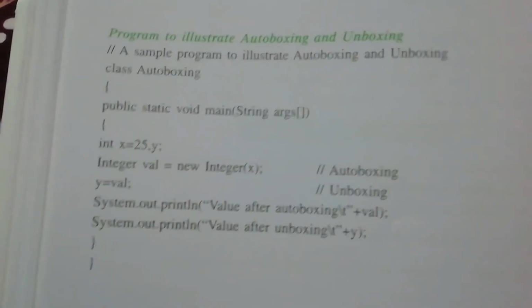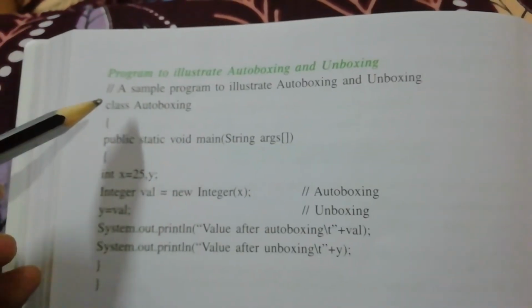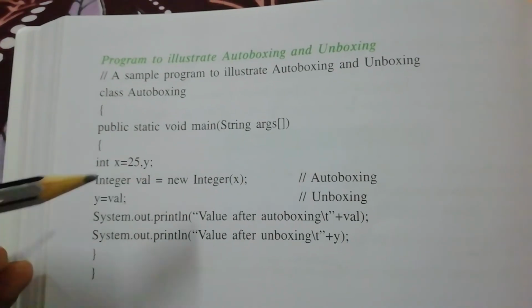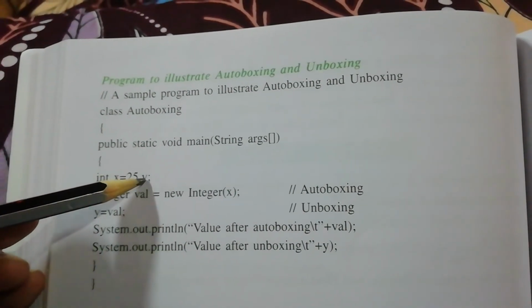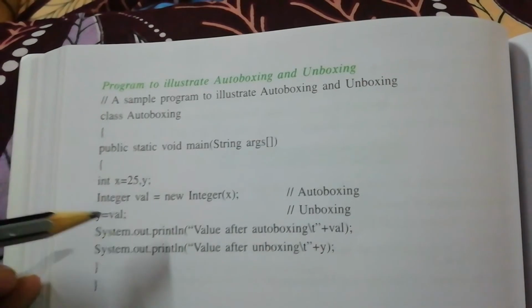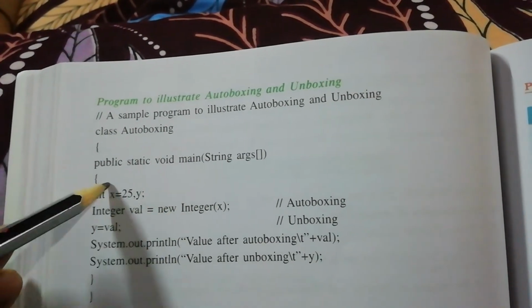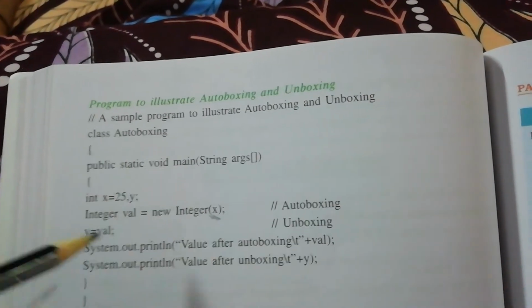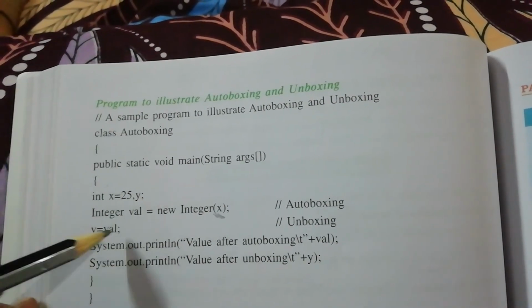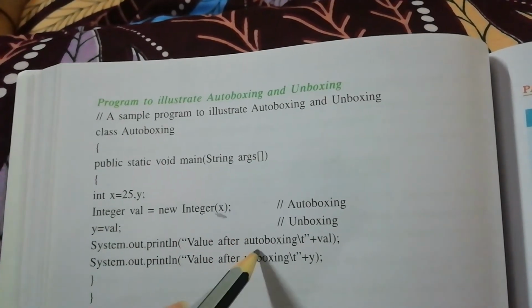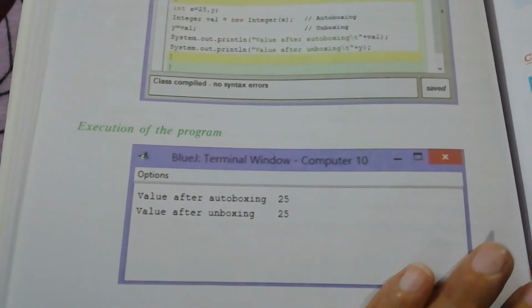So next is one more example of boxing and unboxing. So auto boxing, x has a value 25 and y is auto boxing, where you create a wrapper class object and pass a primitive argument. After that this is unboxing, you simply unbox them, auto boxing and unbox. This is how you can write it, and after this your output.